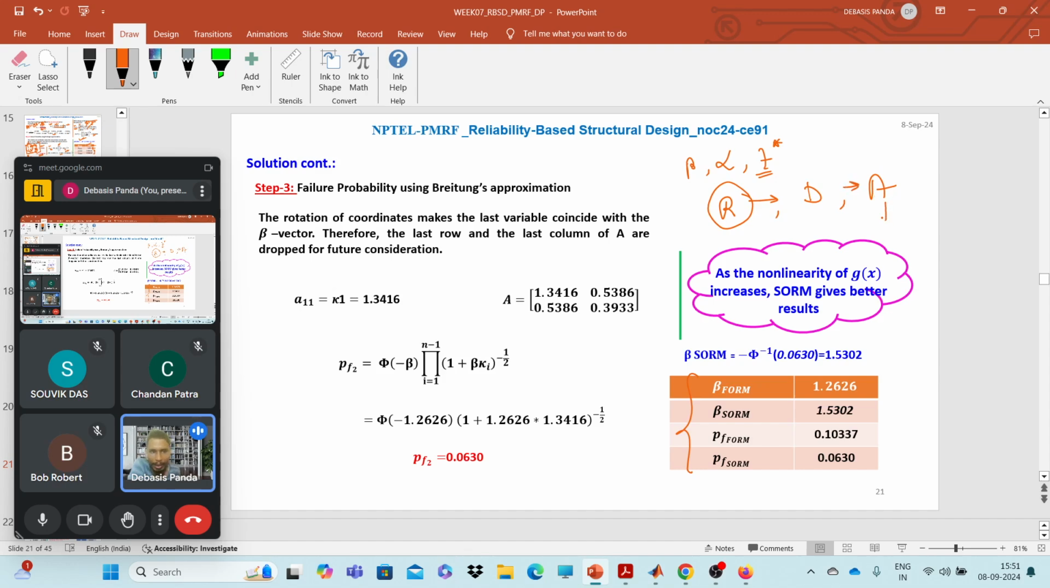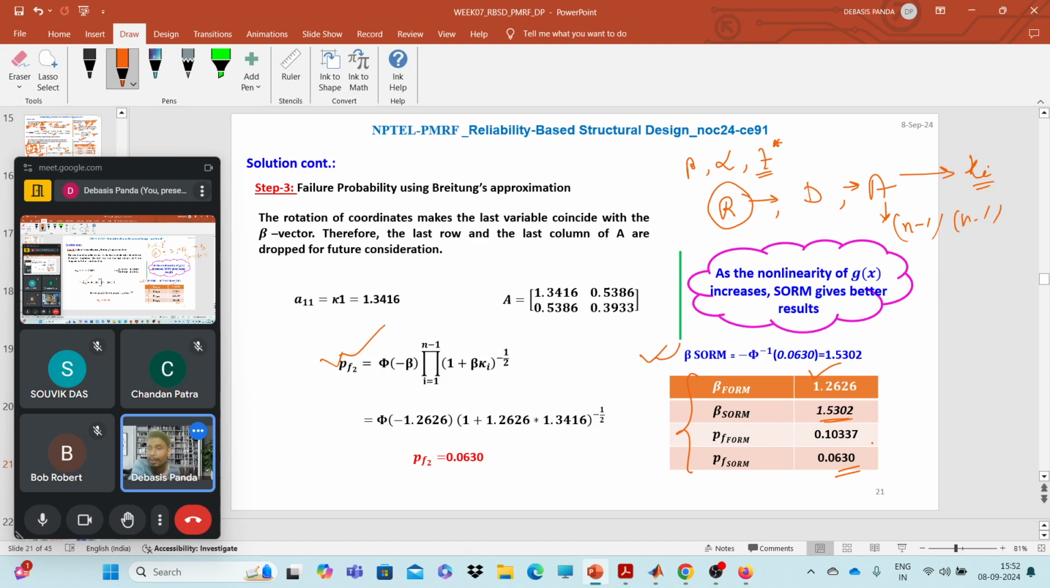Once we have the A matrix, drop the n minus 1 row and column element. The remaining A matrix is used to find the kappa values. Once we have the kappa values, we can calculate the probability of failure, and once we get the probability of failure, we can get the beta value. Now look at these values. FORM gives 1.2626, but the Breitung approximation gives a higher value of beta. Higher beta means lower probability of failure.